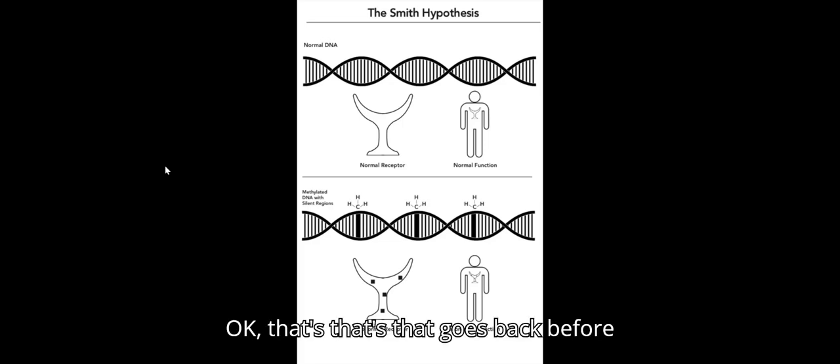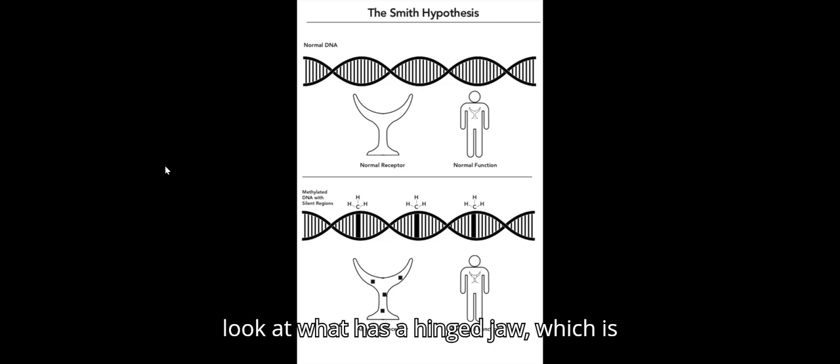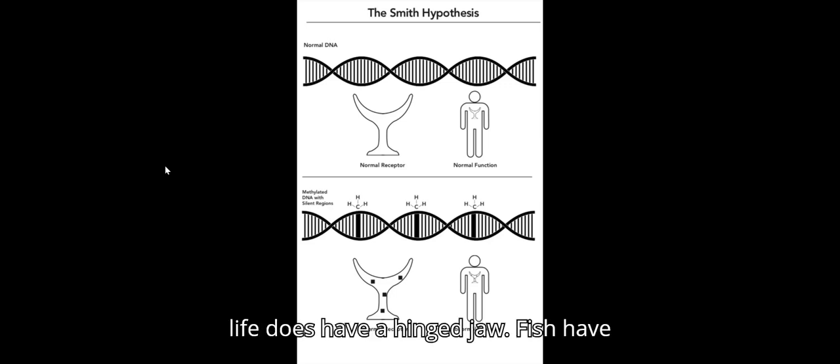That goes back before we even had hinged jaws. That's how old that DNA is. It's about the same age as hinged jaws. Look at life around you. Look at what has a hinged jaw, which is about everything. And look at what doesn't have a hinged jaw, which is earthworms, snails, slugs. Primitive life doesn't have a hinged jaw. More advanced life does have a hinged jaw. Fish have hinged jaws.